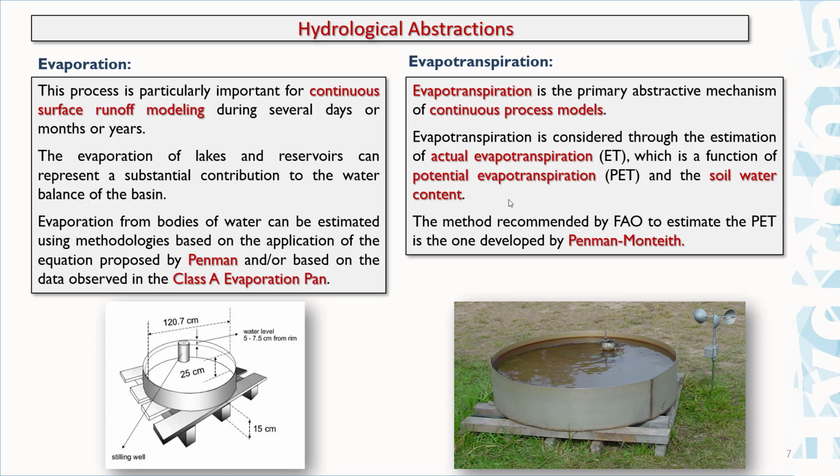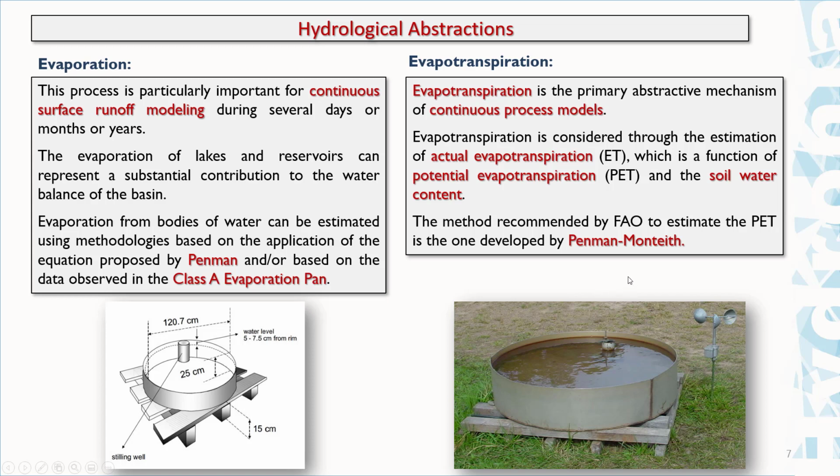But when we are considering a storm event, where the duration of the storm is going to be like 4 hours or 6 hours, maximum 24 hours, the evaporation is not that important as it is in the continuous modeling. Because in this case, when we compare the amount of evapotranspiration in 6 hours with the total rainfall, that amount of evapotranspiration is going to be small compared with the total rainfall of the storm.